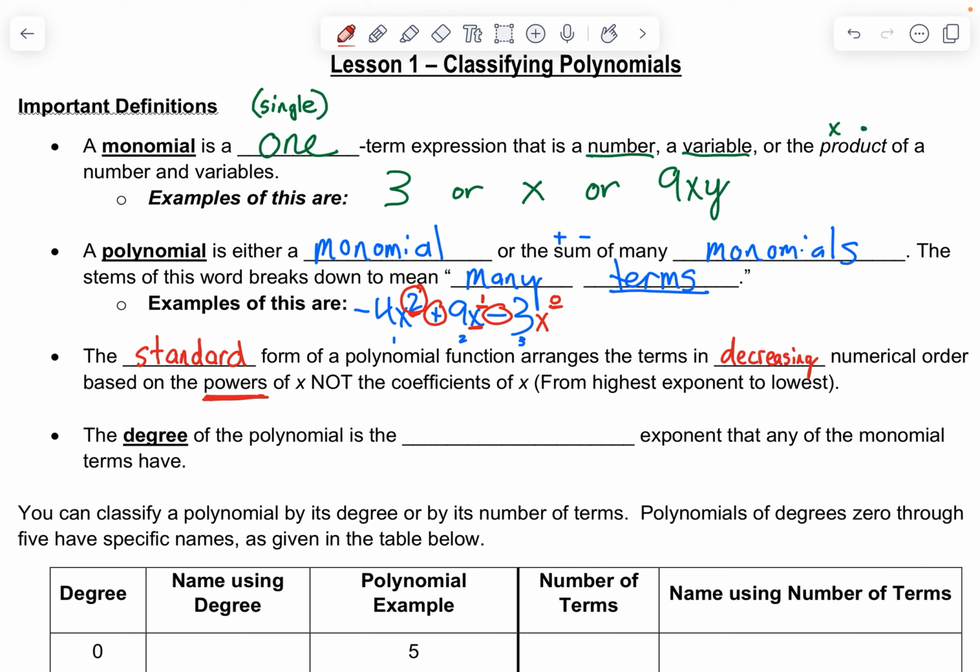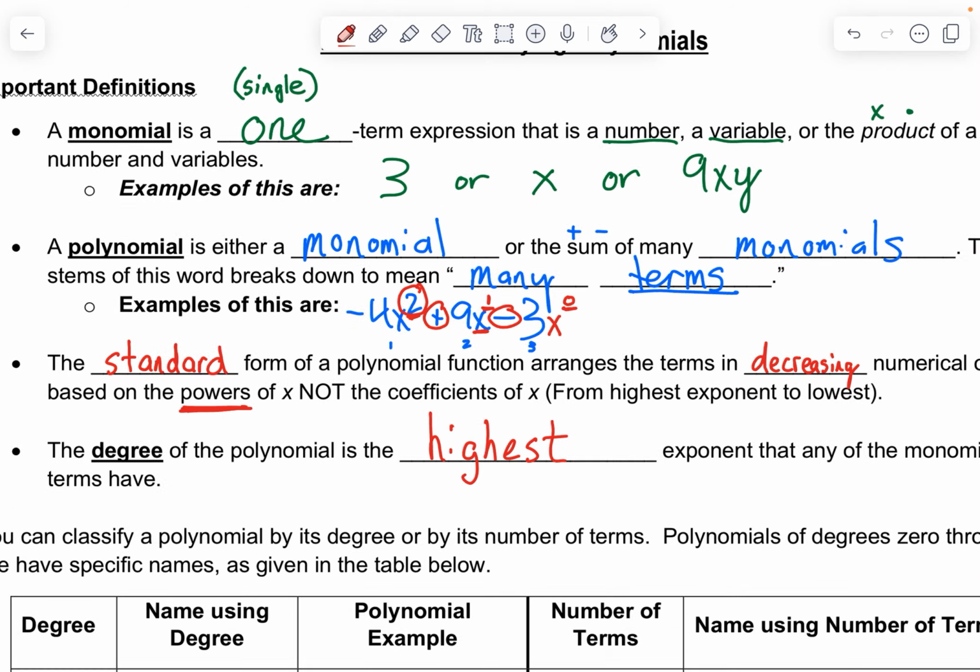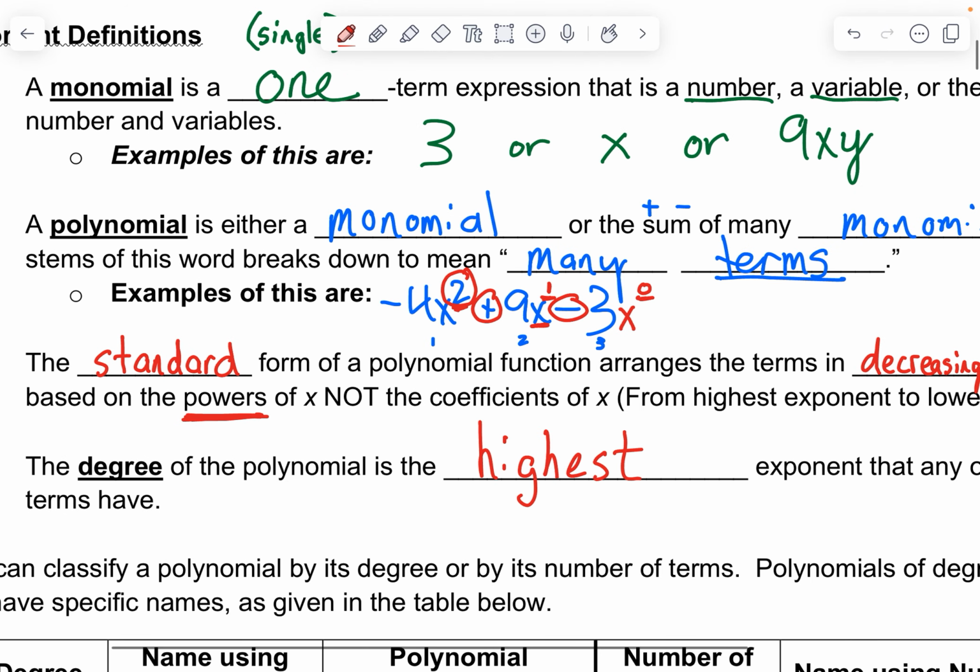So the last vocab word that we gotta look at here is called degree. The degree of the polynomial is the highest exponent that any of the monomial terms have. If I look at my example of my polynomial up here, the highest exponent I have is 2. I know I've drawn all over this polynomial now, but my highest exponent is 2, so that degree is 2. So your degree is your highest exponent.